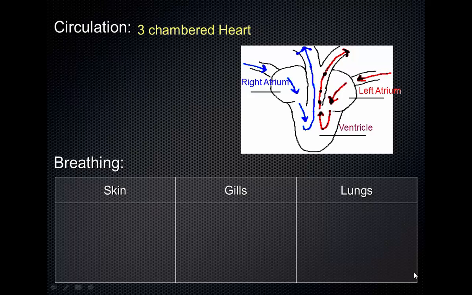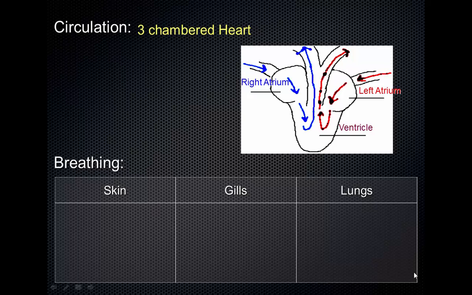And the benefit of this is it's more efficient for getting the deoxygenated blood to the lungs or to the gills. Deoxygenated blood in the amphibian comes in one side, oxygenated blood comes in the other side. It gets moved down into the ventricle, and there is some mixing of oxygenated and deoxygenated blood. But they're kept a little bit more separate.